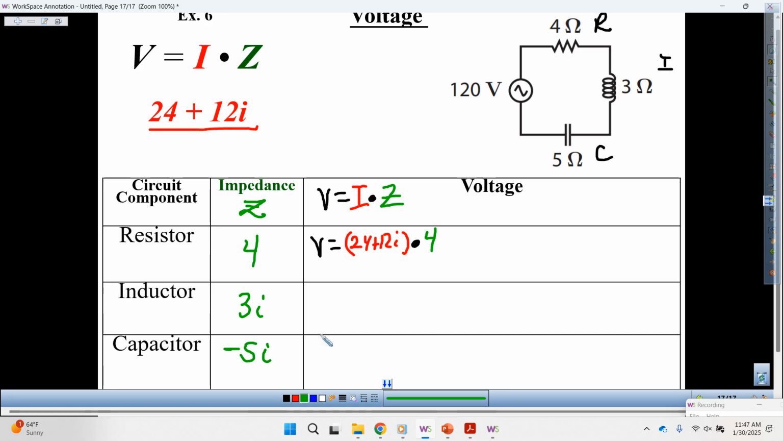So, here we go. To compute the voltage going through, I distribute the 4 in here and in here. So that gives me 96, sorry. 4 times 24 is 96, plus 4 times 12I, that's 48I. That is the voltage going through the resistor.